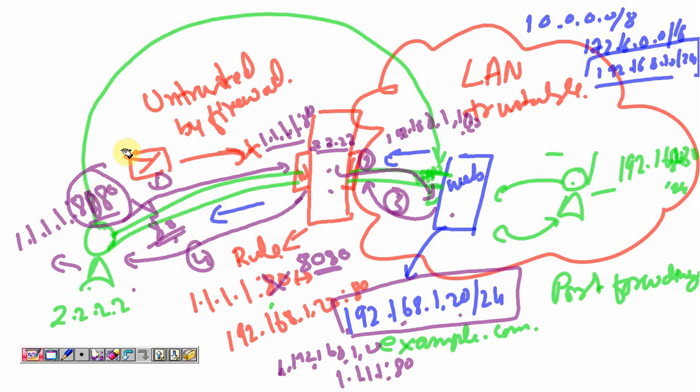So this is the basic understanding of how the publishing of a server is done by the firewall. I hope you understand this. So let's try to configure this in the Sophos firewall. Okay, so let's do it.